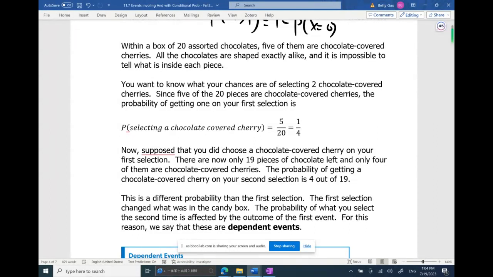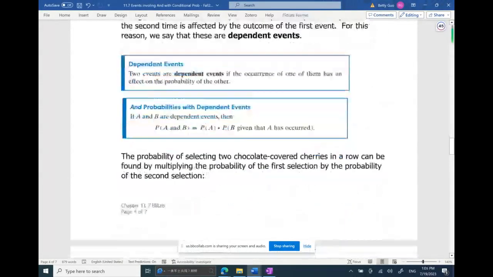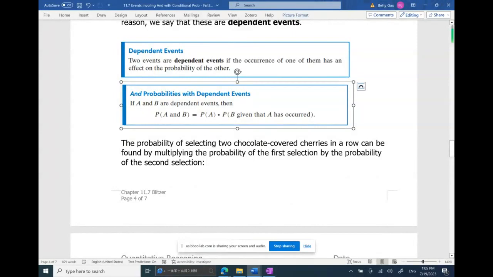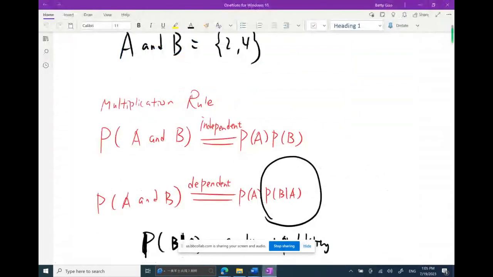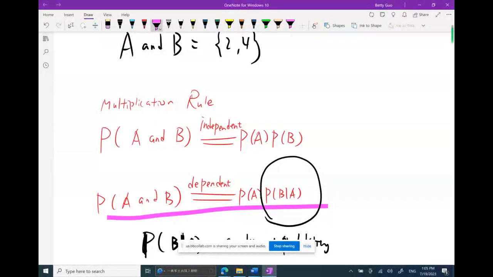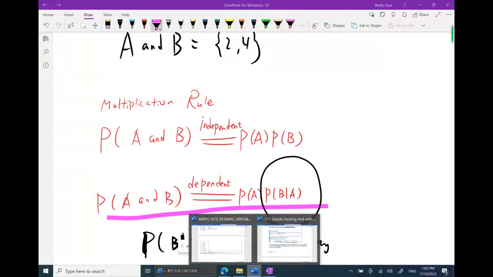Do you see that is an example of dependent events. The first time getting a cherry or not directly affects the probability of the second time getting a cherry or not. So that is a good example of dependent events. They are not independent. Two events are dependent if the occurrence of one has an effect on the probability of the other. This is the formula I gave you earlier in my notes, the second formula of the multiplication rule.